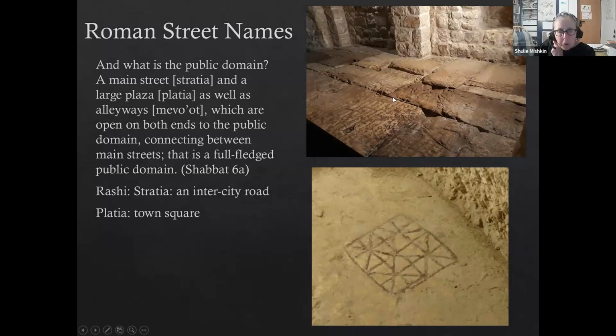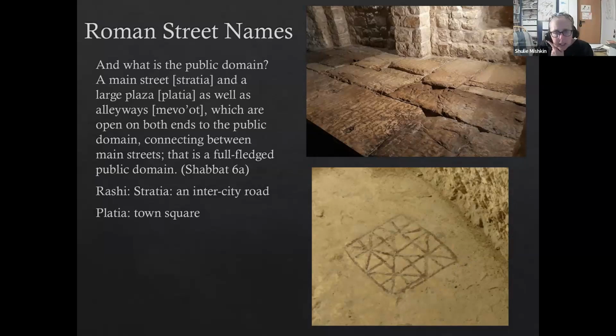Okay. We also have forums built by Hadrian in Jerusalem, and sometimes what you'll have in a forum is a game board scratched into the sidewalk, because there are a lot of soldiers who are bored, sitting in the forum and guarding. They don't have cell phones, they don't have books. What are they doing? They're playing games, right? You take some pebbles, you scratch this into the floor, and you can play checkers, or you can play sheshbesh, or whatever it is that you can play. Okay, so that is our street names.